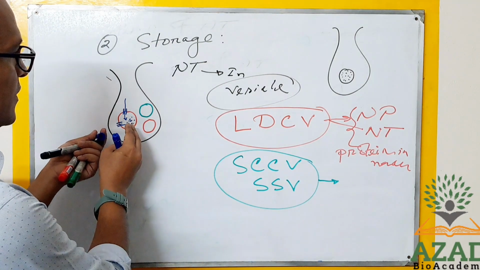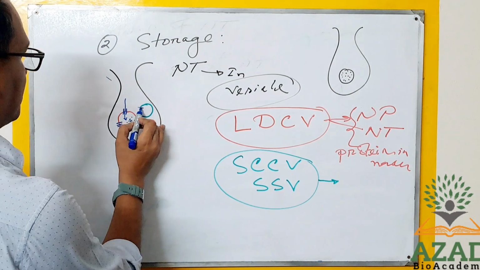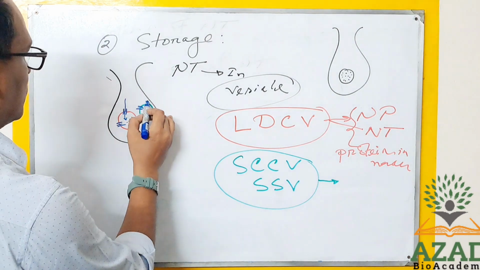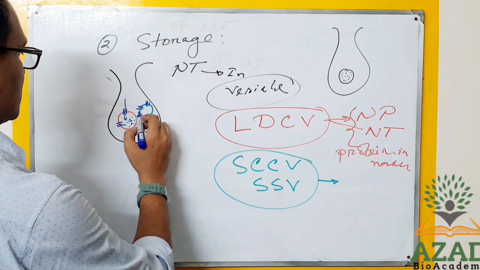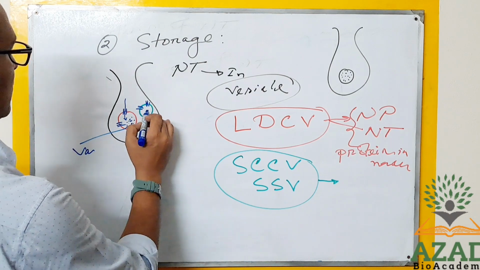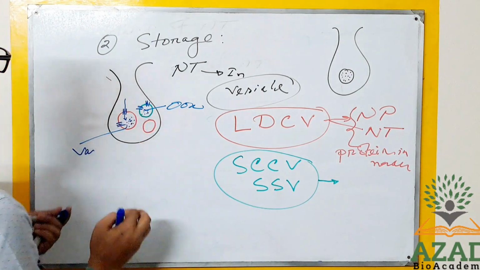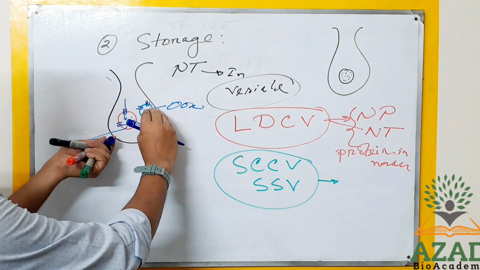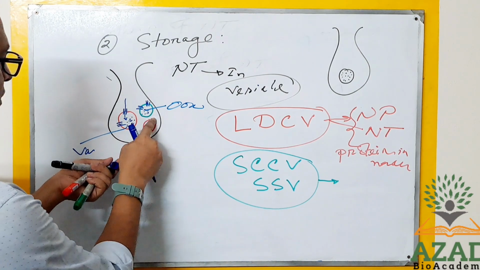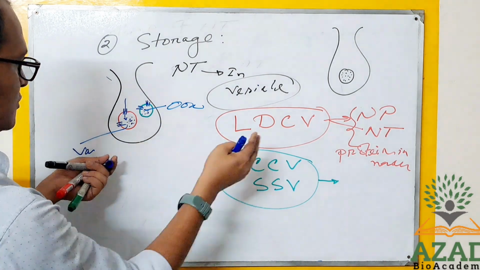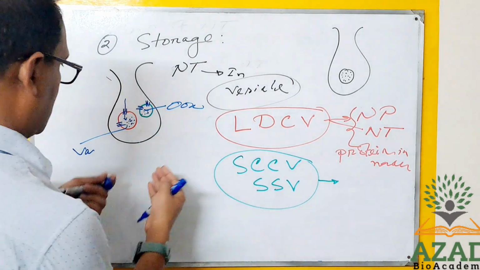This is one type. Here another type of neurotransmitter. Suppose you can think oxytocin. So this is, you can think, vasopressin, and this is oxytocin. So separate vesicles, but present within a single neuron. I will not add the small one here; I will explain it in a separate example.